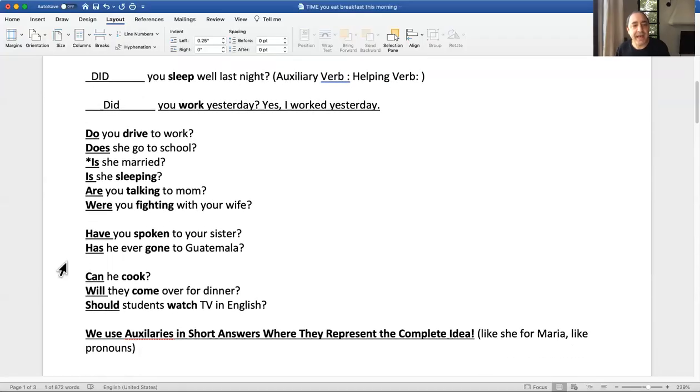All right, here's have, but it's have plus past participle only. Have you spoken to your sister? Spoken is the action. Have is the question for the time. Has he ever gone to Guatemala? Gone is the main verb. Present perfect, past perfect. These are the ones that use have as the auxiliary and not the main verb.